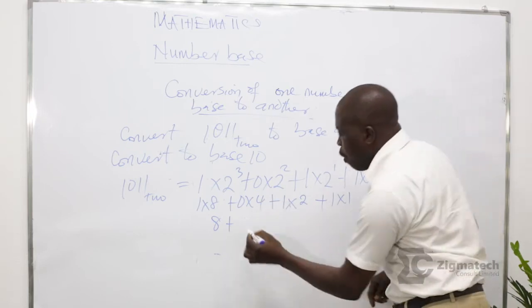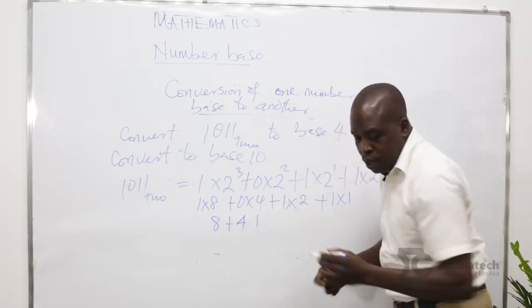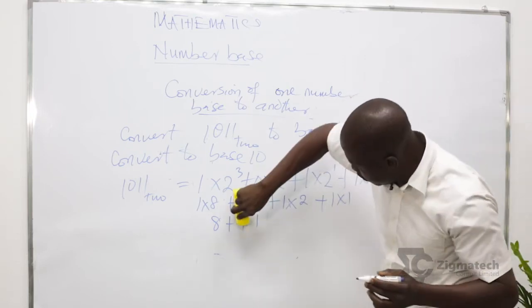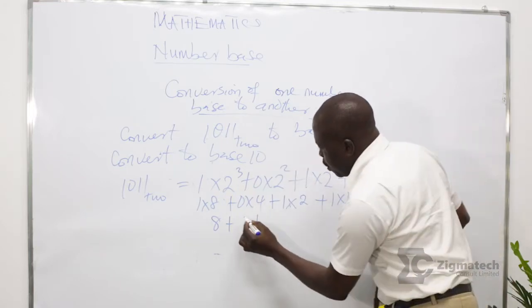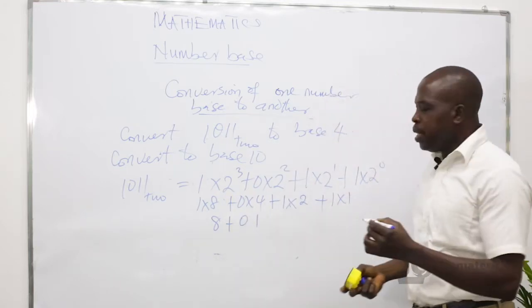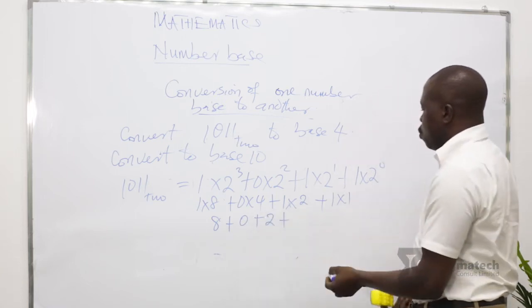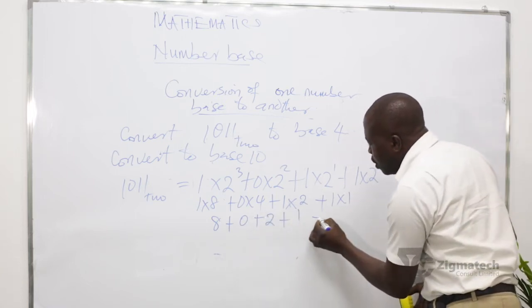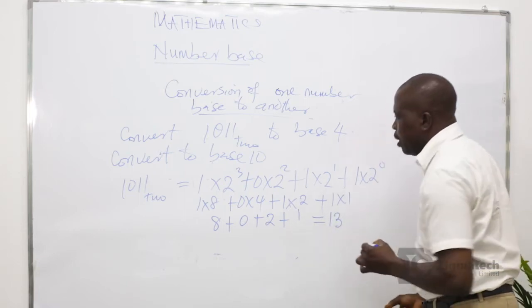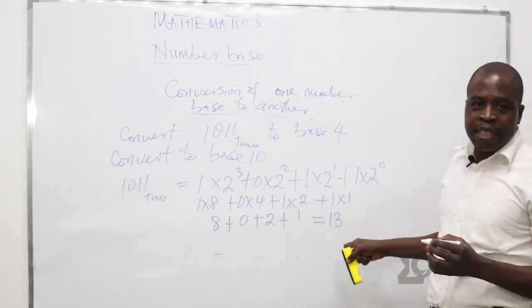0 times 4 is 0. 1 times 2 is 2. Then 1 times 1 is 1. When you add all, it gives us 13. This is 13 base 10.